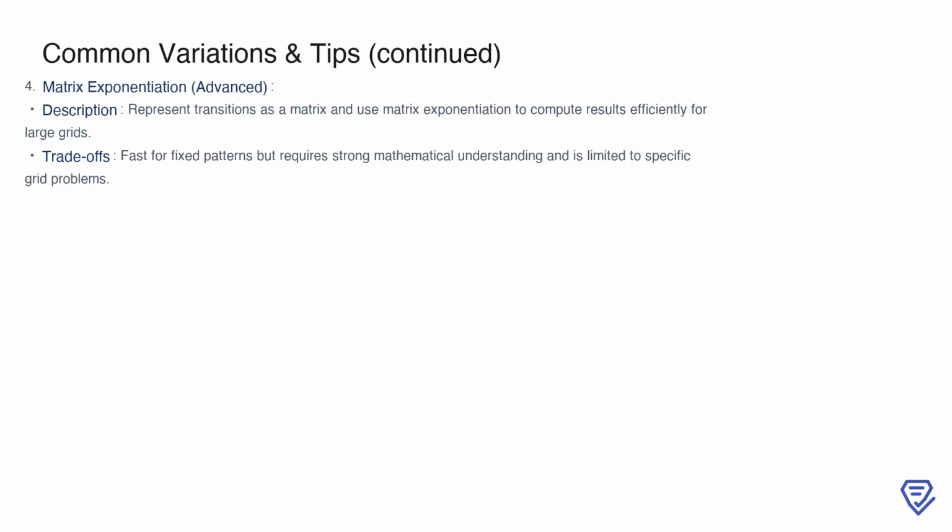For advanced problems, matrix exponentiation is another powerful approach. This method involves representing transitions between states as a matrix and then using matrix exponentiation to compute results efficiently for large grids. It's especially useful when the problem involves repetitive patterns or when the number of rows is very large. The main advantage of this approach is its speed for certain types of problems. However, it requires a strong understanding of linear algebra and is limited to specific grid problems where transitions can be modeled effectively as a matrix.